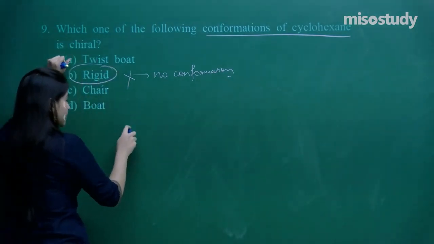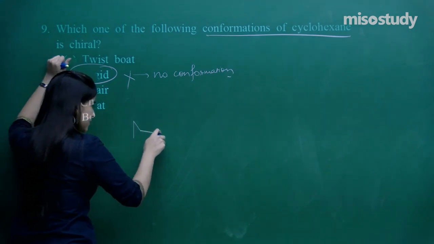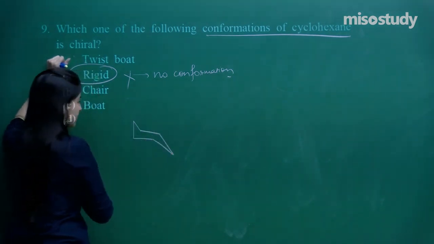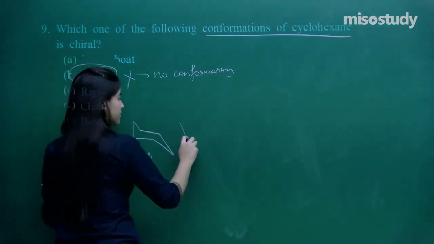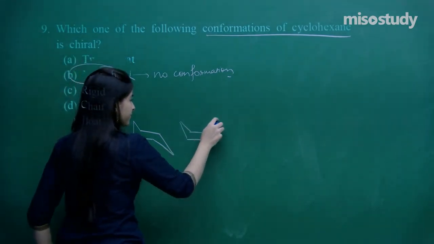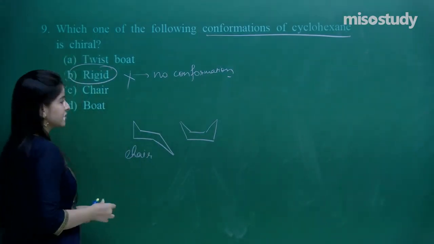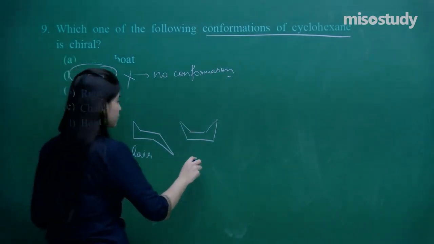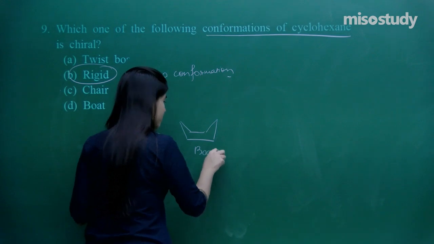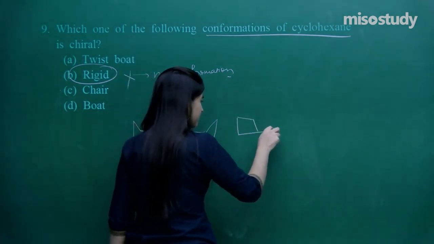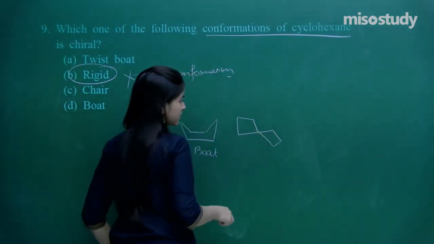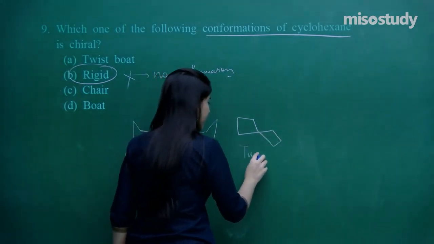Let us just draw the structures. This is the chair. That is chair. What is the boat one? That is the boat. And what do I have next? Twist boat. So that is boat. And the twist boat is, that is twist boat.